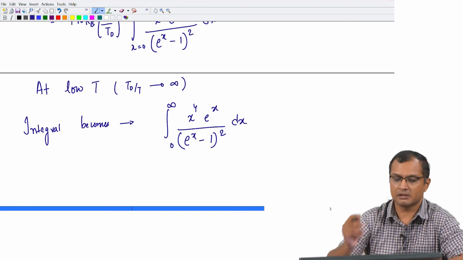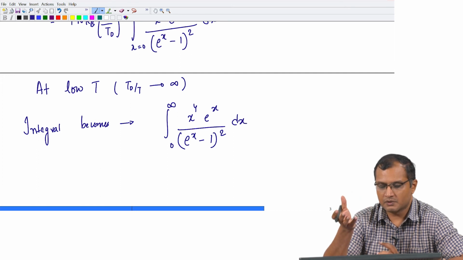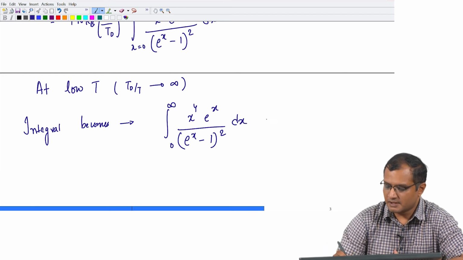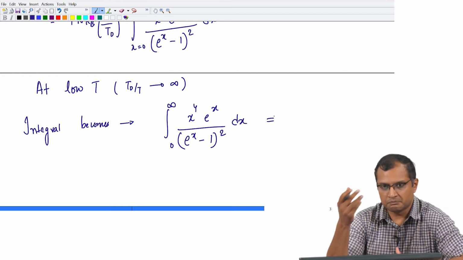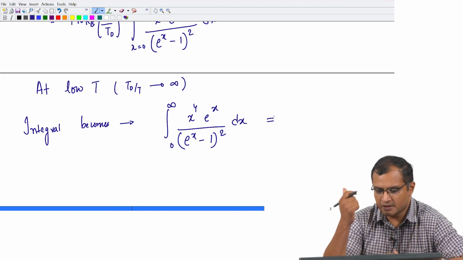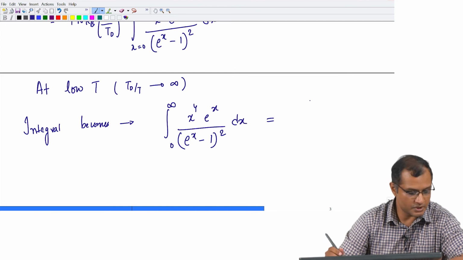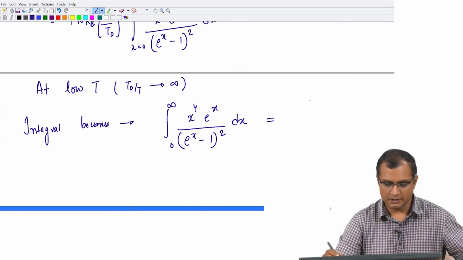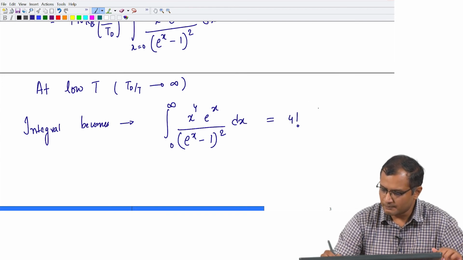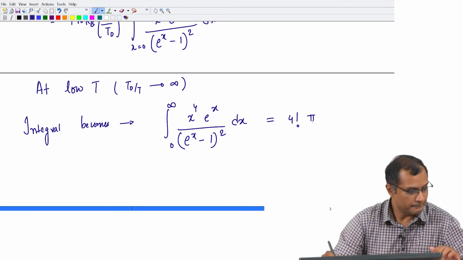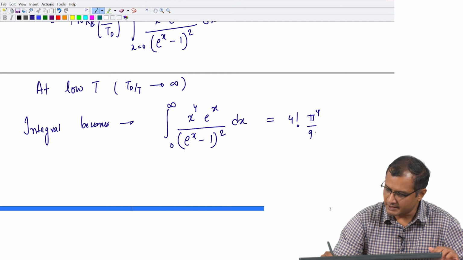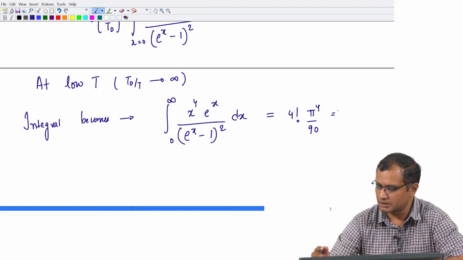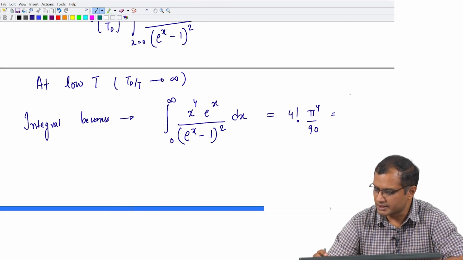And this integral can be computed using a gamma function and a Riemann zeta function. I am going to discuss this only in the mathematical preliminaries as a separate lecture. So, here I am just going to write down the answer to this integral, which is 4 factorial into pi raised to 4 by 90. Okay. So, that is the value that I am going to substitute. So, this is nothing but 24 by 90.